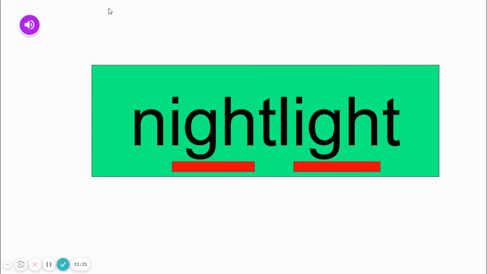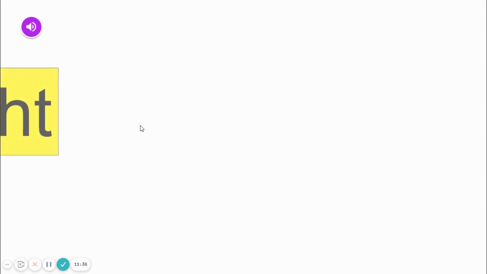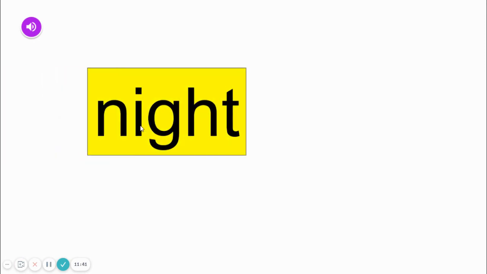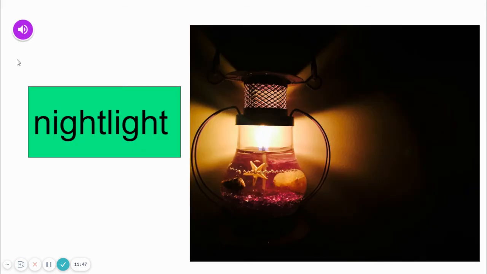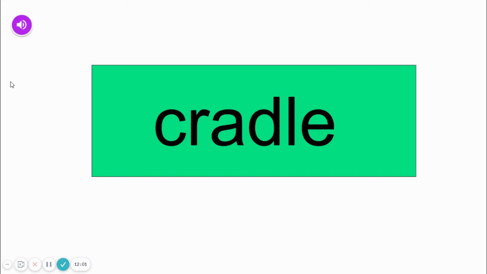So now that I have found my I's, I'm going to look at them, and the second I is going to jump over and take the L in front of it. So this word should split between the T and the L. Night. Light. Nightlight. The nightlight glowed in the dark while I was sleeping.